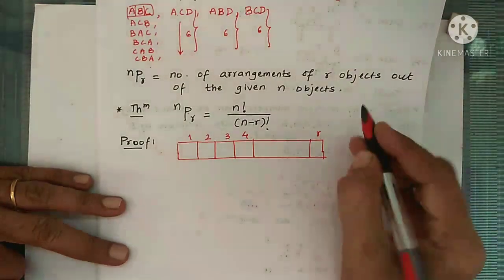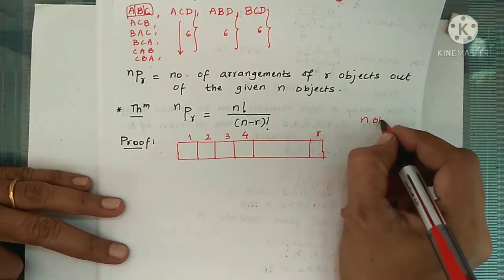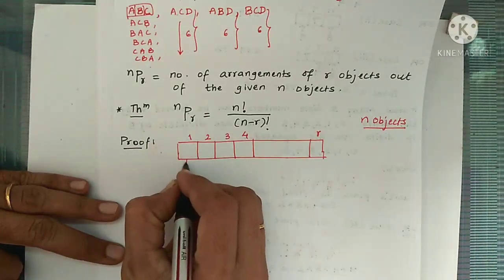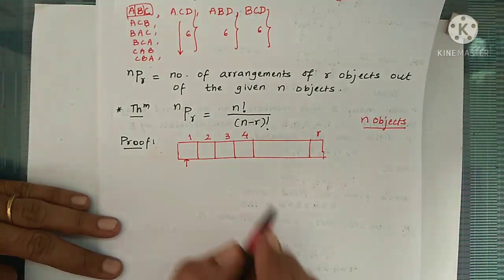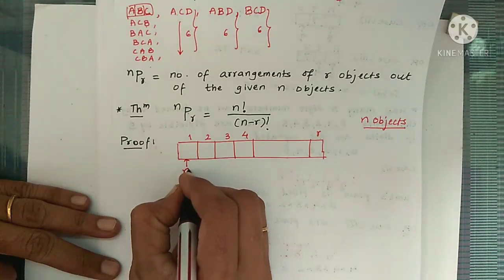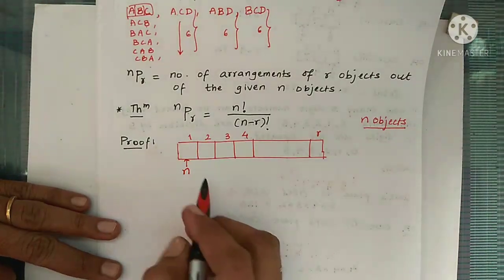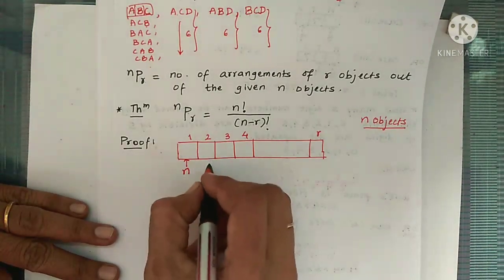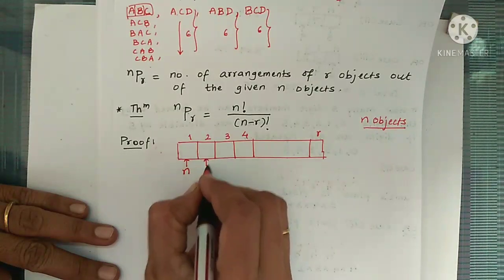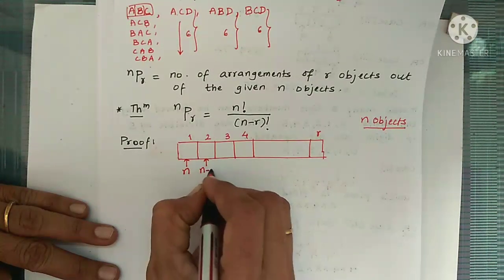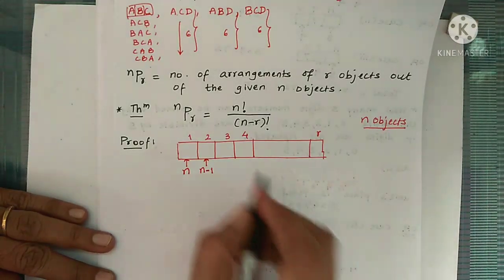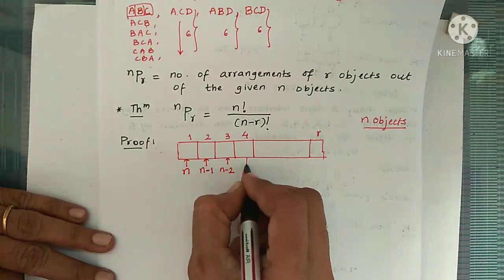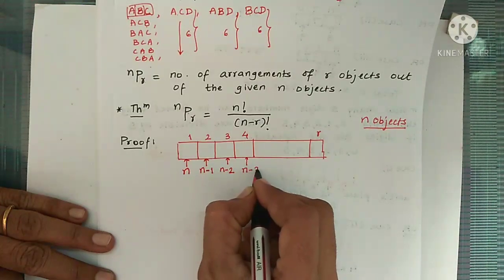So let's find out. The total number of objects given is n. For the first place, all the objects are available, so this can be filled in n ways. After filling it, we have used one object, so the remaining number of objects is n minus 1. So for the second place, we have n minus 1 objects available. Similarly, for the next one we again subtract 1, it is n minus 2. For the next one, it is n minus 3.